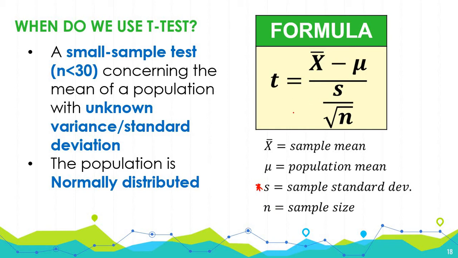Notice that when you compare this formula to the z-score formula, it is almost exactly the same, except we are solving for t, and the standard deviation is represented as S instead of sigma. Now, what's the difference between S and sigma? S pertains to the sample standard deviation, whereas sigma is for the population standard deviation.